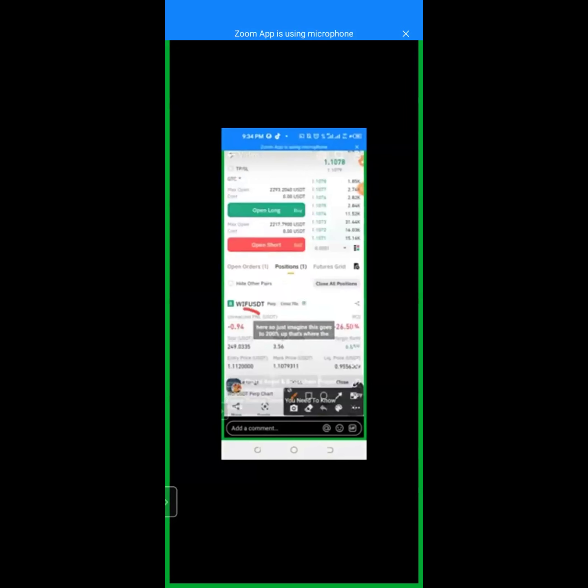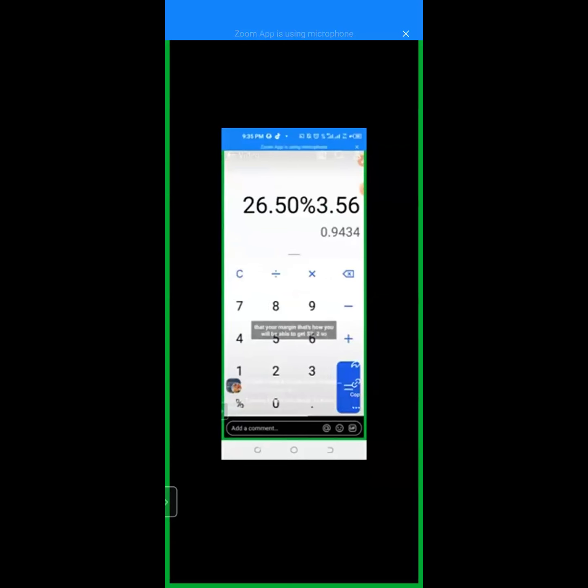So just imagine this goes to 200% up. That's where the money is. That's why you see some screenshots with 460%, 200%. It's because of the leverage that you use. That high leverage will increase your profits, your return on investment. So let's say this one is 200% positive. If you now do 200% of your margin, that's how you'll be able to get $7.12. So don't let me go too fast. I'm still going to that topic.